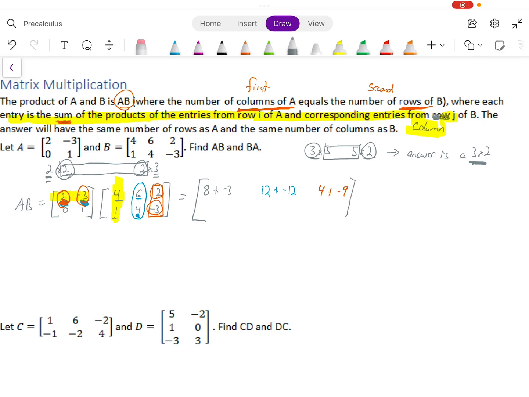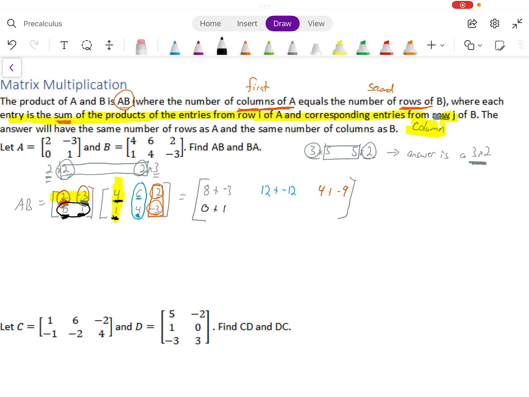Now we're going to work with the second row and each column. So let's circle our second row. We're going to be working with 0 and 1 now. So 0 is going to be multiplied by 4. 0 times 4 is 0. And we're going to add 1 times 1.